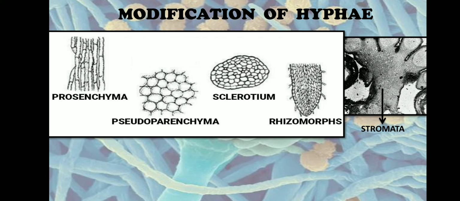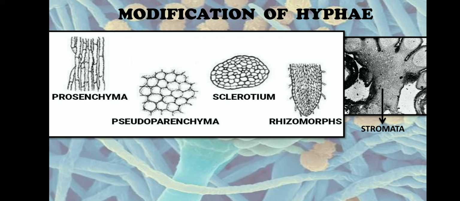Rhizomorphs help in the absorption of nutrients from the substratum. The substratum is the body on which the fungi grows. If the fungi is growing in soil, then soil acts as a substratum. So the rhizomorphs, the aggregation of fungi, help in the absorption of nutrients from the soil or from a substratum. The fungal hyphae also form sclerotium.